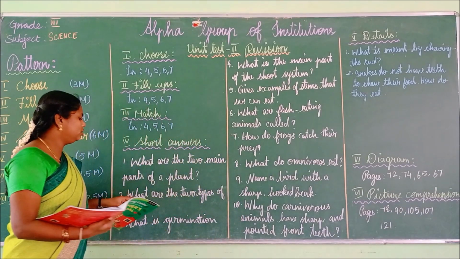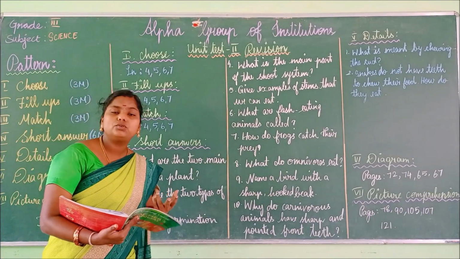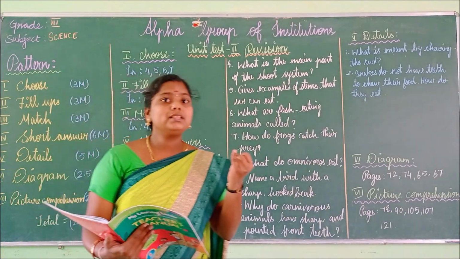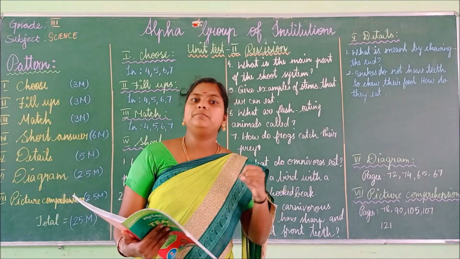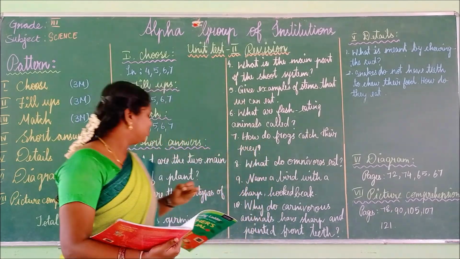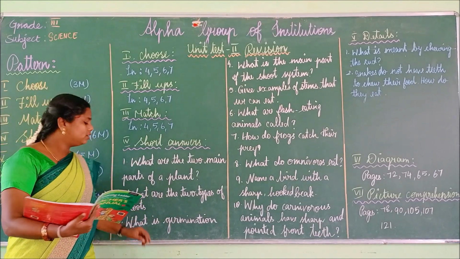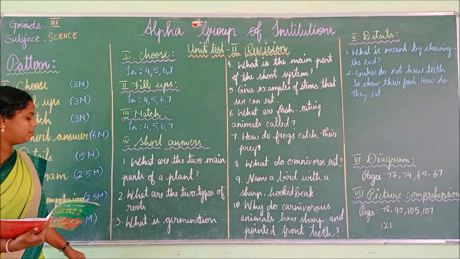Your second question. What are the 2 types of roots, children? The first type is taproot system. The second type is fibrous root system. So here, the first one is taproot system and second one is fibrous root system.